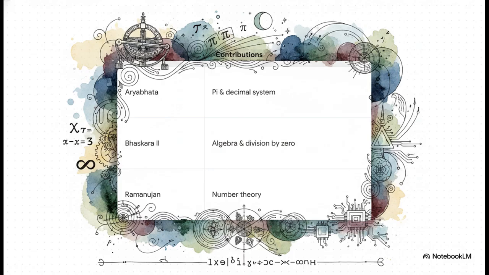Jump ahead to the medieval period, and Bhaskar II is making these massive leaps in algebra, even tackling the totally mind-bending concept of division by zero. And then, jumping to the early 20th century, we have the legendary Srinivasa Ramanujan. His work in number theory and infinite series was so completely revolutionary that modern mathematicians are still in awe of it today. It's just this unbroken, world-changing lineage.